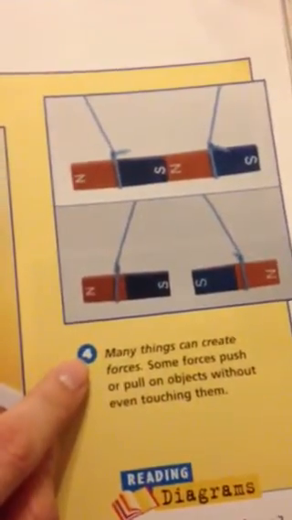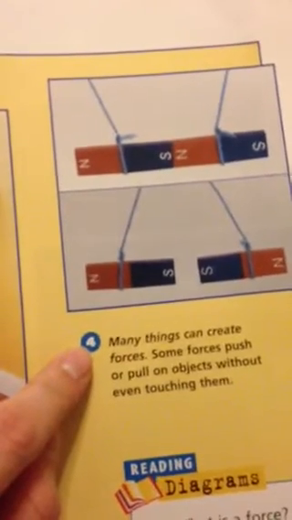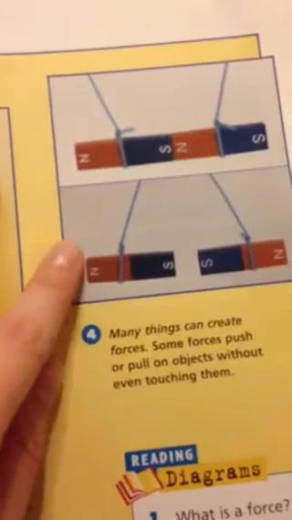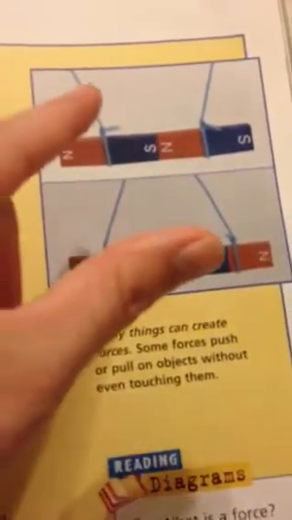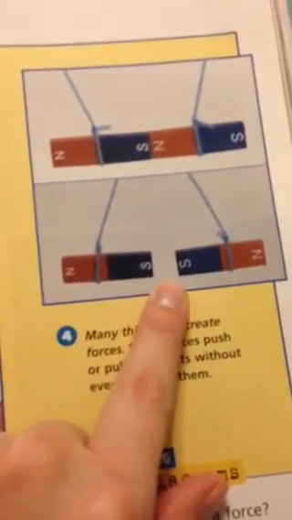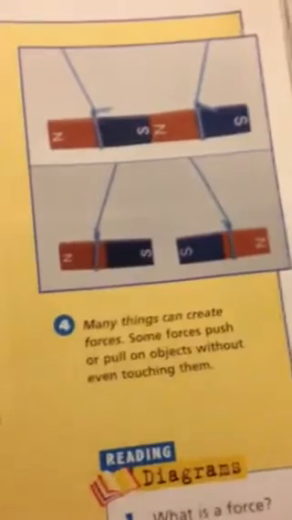Many things can create forces. Some forces push or pull on objects without even touching them. So here, magnets don't need to be touched. North and south are drawn and pull together. Two souths repel each other or push each other away.